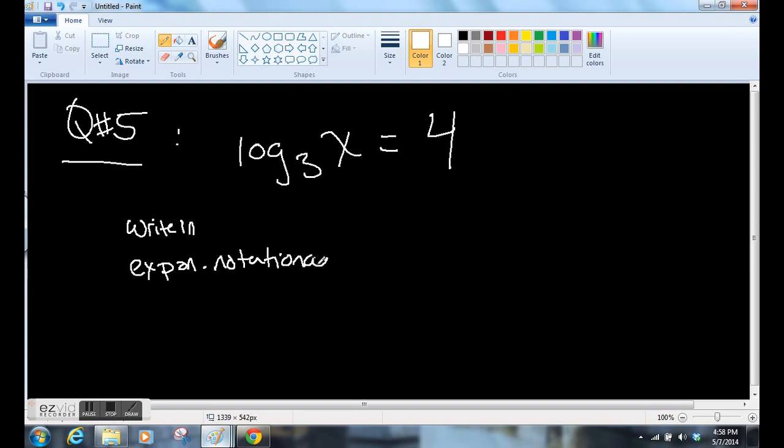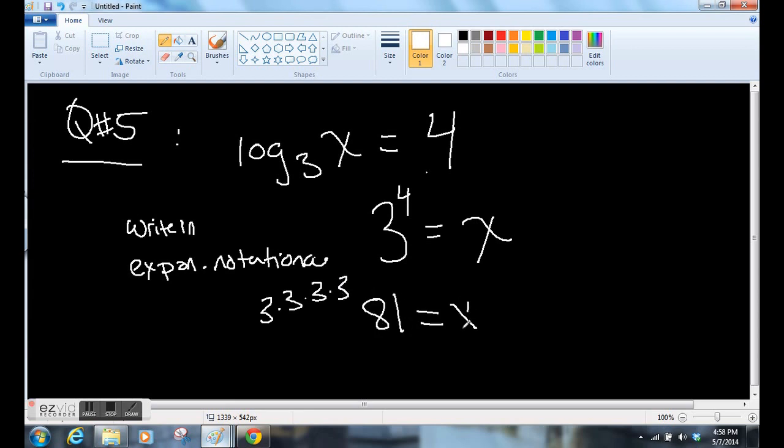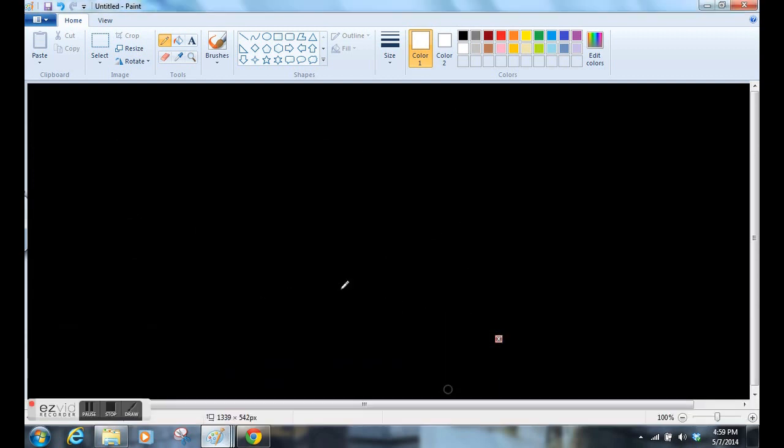So in this case, this is the same as saying 3 is little, now 3 is going to get big. 3 to the 4th equals x, and 3 to the 4th, that number is 3 times 3 times 3 times 3 is 81, equals x. And that is your answer. Okay? Here is another one.